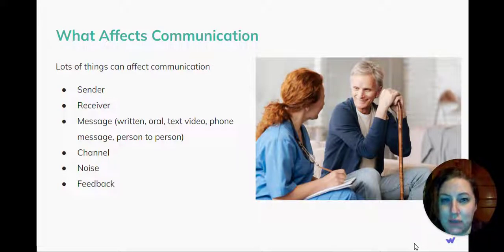There are many things that affect communication. The sender, or the person giving the message; the receiver, or the person taking in the message; the message itself, which can be written, oral, text, video, phone message, or person to person; the channel, which is the mechanism by which the message is passed. So in a verbal communication, it would be the ear. Any background noise can affect communication, and of course, feedback.